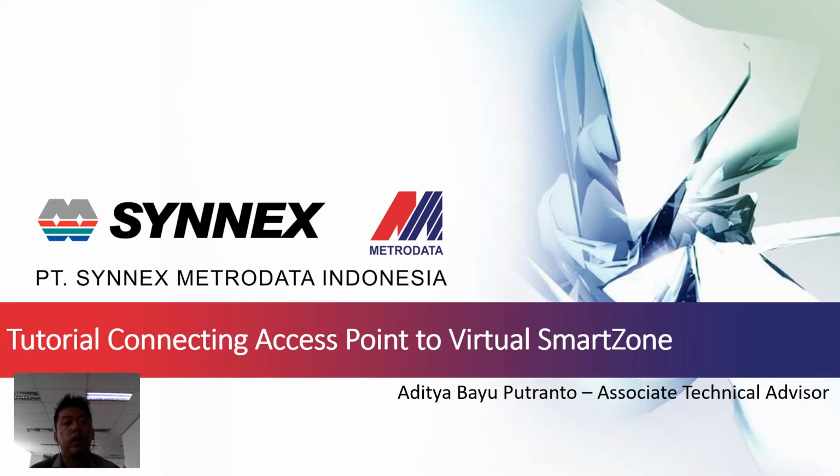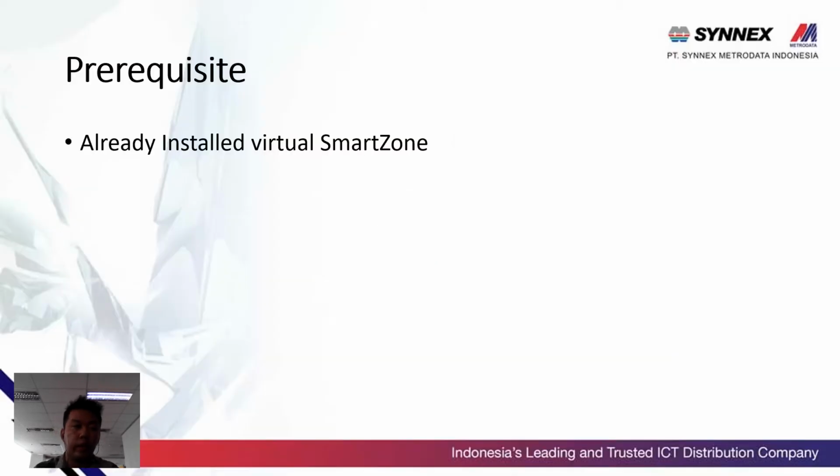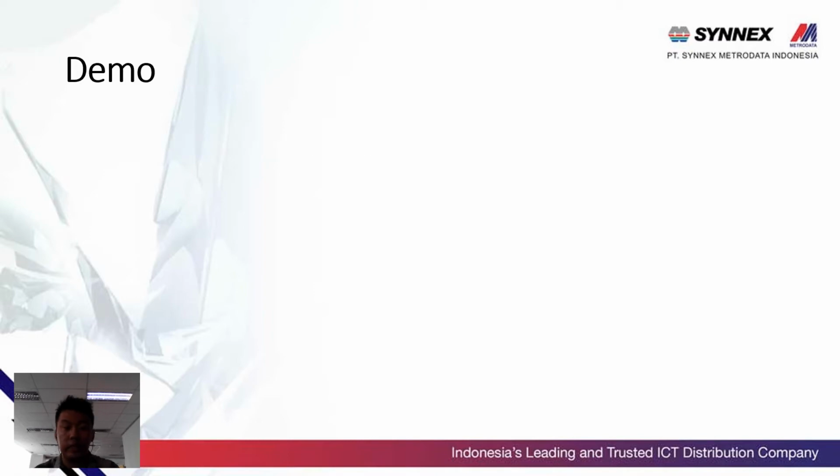And now, I will begin the tutorial about connecting an access point to Virtual SmartZone. So, for example, we already have an access point and we want to connect it to Virtual SmartZone. The prerequisite is that you already installed Virtual SmartZone in your virtual machine, or you already have a Virtual SmartZone device. Let's start.